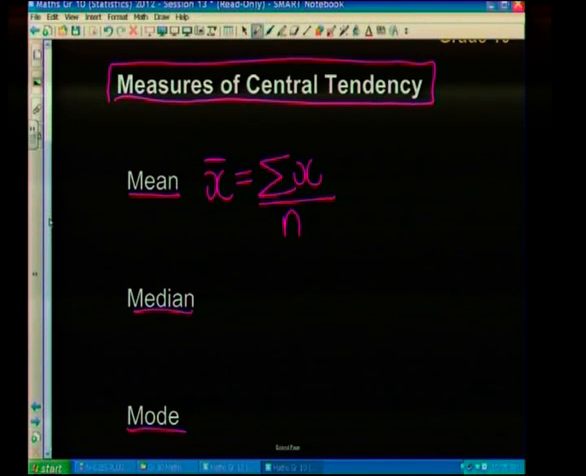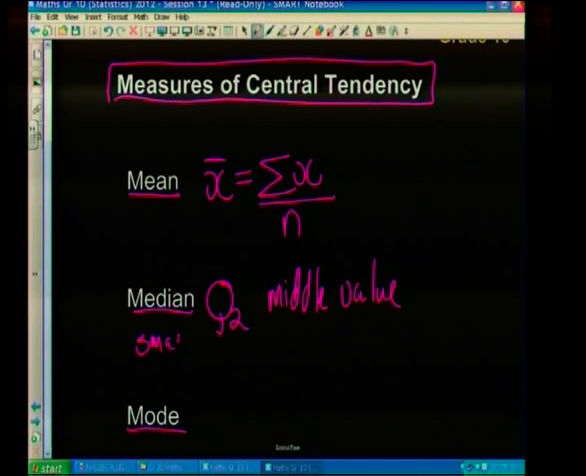Next up is our median. Now our median is also called Q2, and the median is quite simply the middle value if the data has been arranged from smallest to biggest. Now, at this point, boys and girls, I am talking about ungrouped data. Mean, median, mode is for ungrouped data.